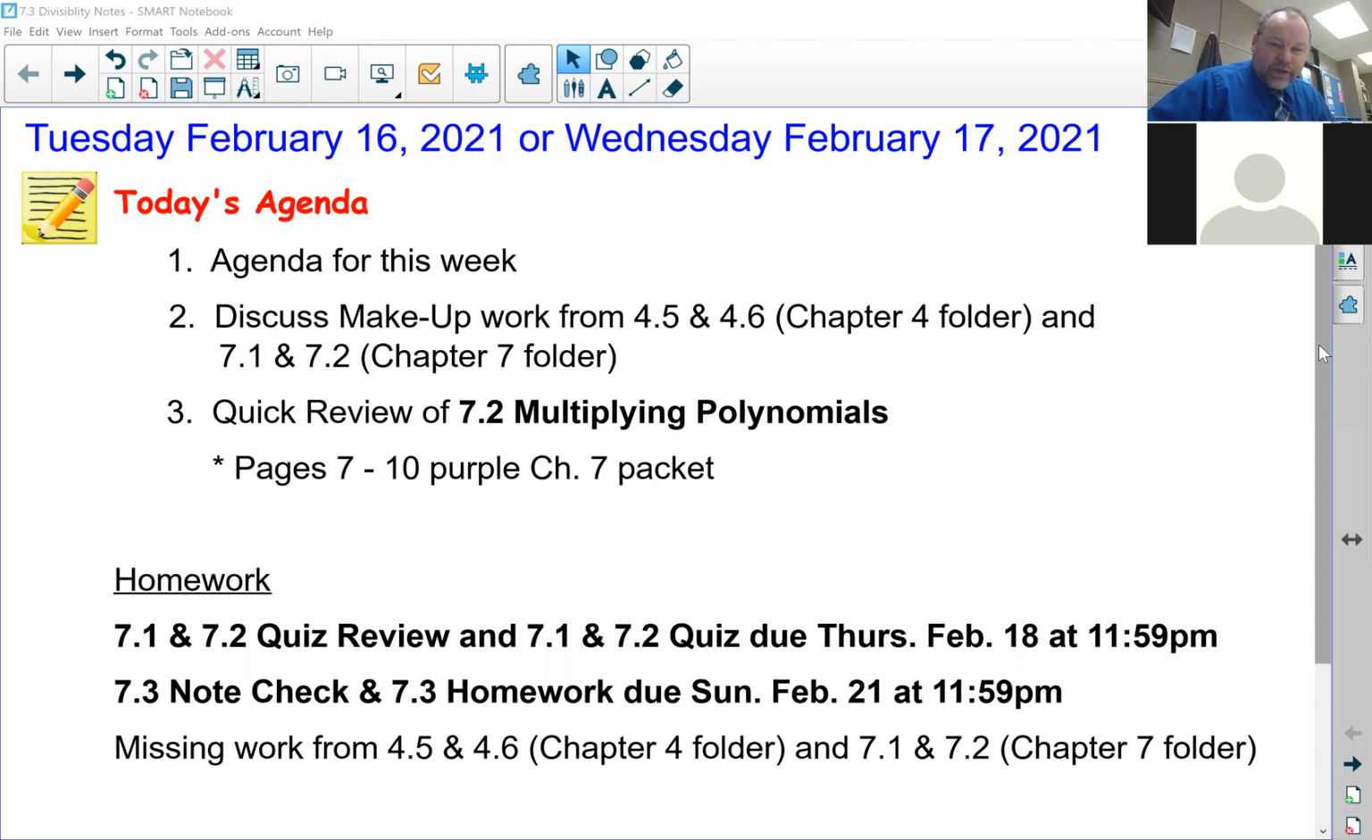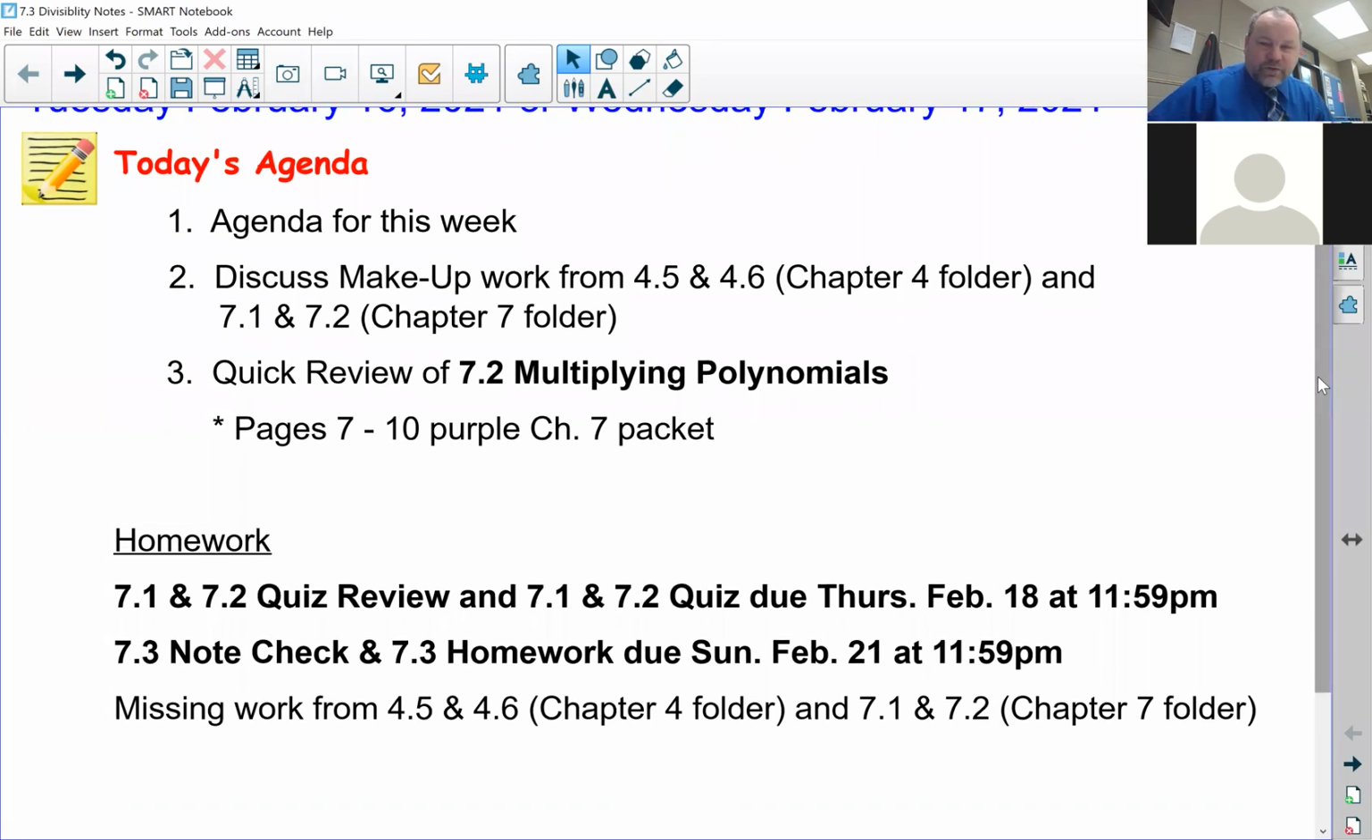Again, if you have anything from chapter 4, lessons 5 or 6, make sure you get that done. It is in the chapter 4 folder, which is now in gray, probably toward the bottom of the list in your Schoology page for algebra. Also, if you have anything left to do for 7.1 or 7.2 homework or note checks, make sure you get those taken care of.